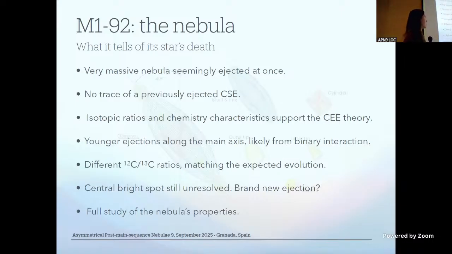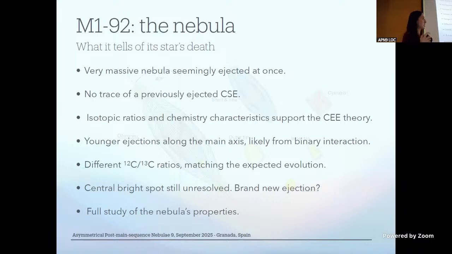This jet rejection around the main axis tends to be an indication of binarity, and the different 12C/13C isotopic ratios that we find, despite being quite shocking that the isotopic ratio changes with age, seem not to be as weird for experts in nucleosynthesis, and they agree that this will fit with a central star of between 1.5 and 2 solar masses. So yeah, we still have some open questions.